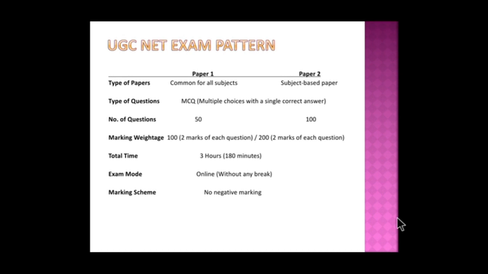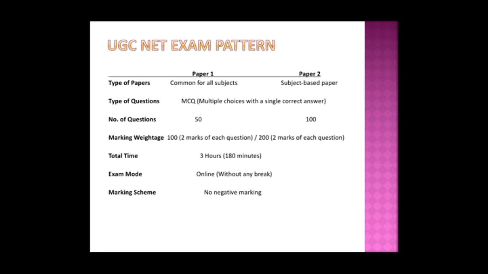The UGC NET exam contains two papers, paper 1 and paper 2. In paper 1, the paper is common for all the subjects. The second paper is your subject-based paper, as I already mentioned: history, political science, economics, geography, like that.